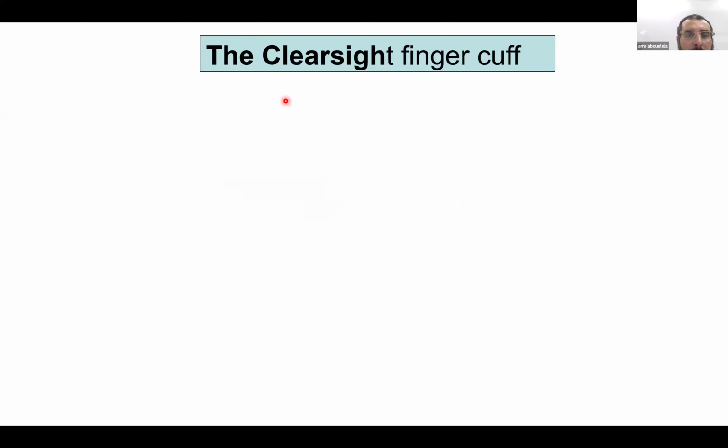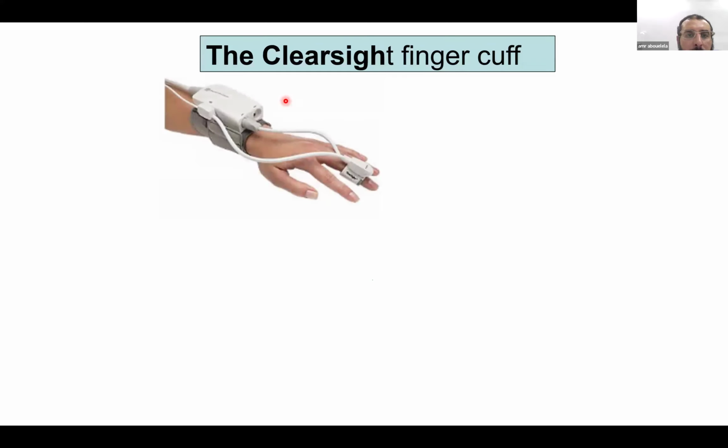Non-invasive monitor. Again, this is the Edwards monitor, ClearSight. We have the invasive, the semi-invasive, and the non-invasive. This is a ClearSight finger cuff. This checks the same stroke volume variation, but here they are analyzing the pulse oximetry wave, which is the plethysmography wave.